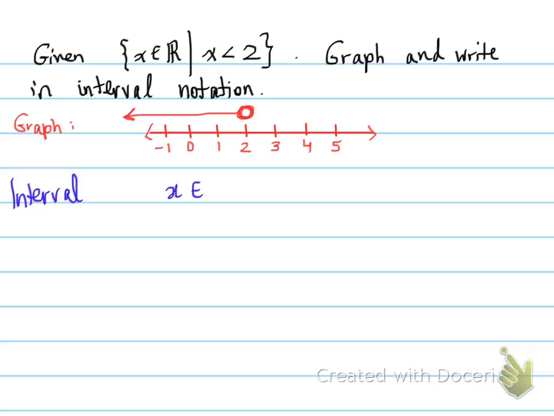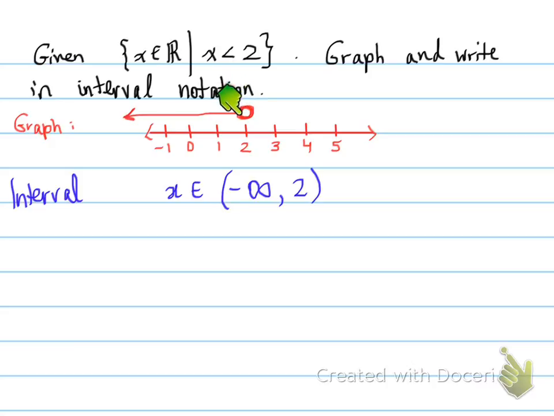Interval notation: x belongs to the set from round bracket, so it starts at negative infinity and goes all the way up to 2. And this, folks, is the description of what this line does. Starts at negative infinity and goes all the way up to 2.